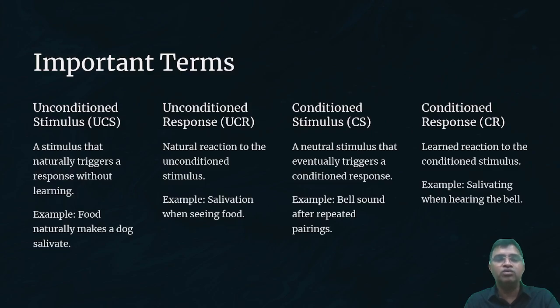So, important terms you have to remember. If you want to, you can take a screenshot of this. Unconditioned stimulus, UCS: a stimulus that naturally triggers a response without learning. Okay, so that is UCS. For example, food naturally makes a dog salivate.